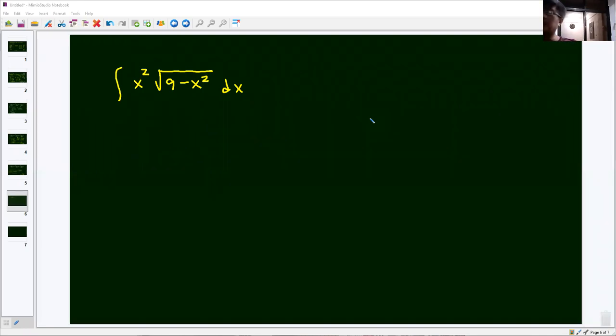Tapos dati pa, pinagtripan kami. Ang binigay na integral is impossible to integrate. Di ba? Imagine that. May methods, pero approximation lang yung sagot.